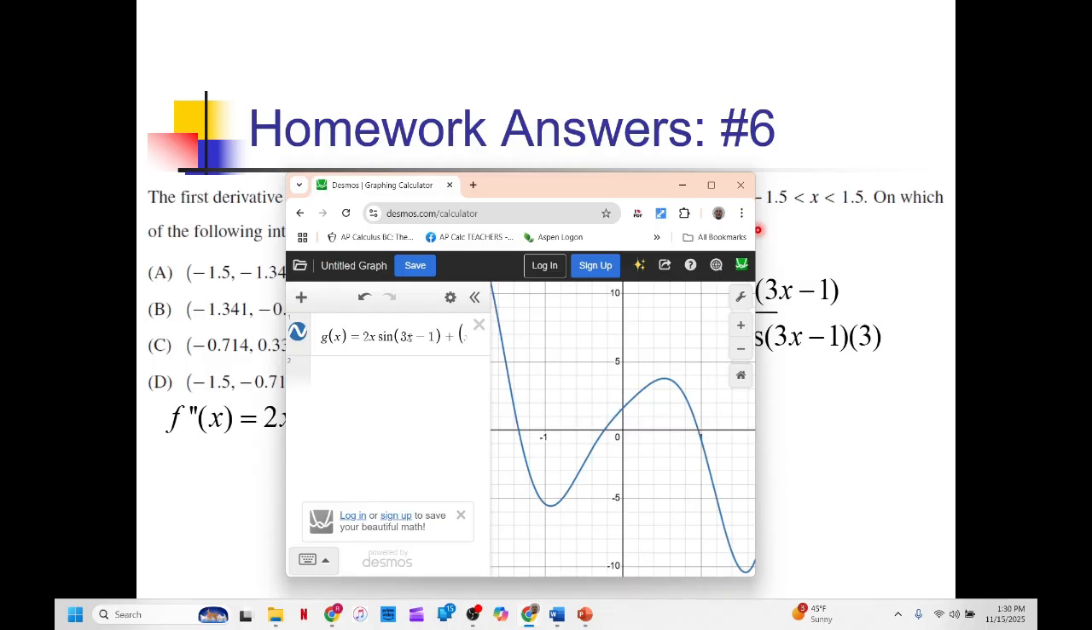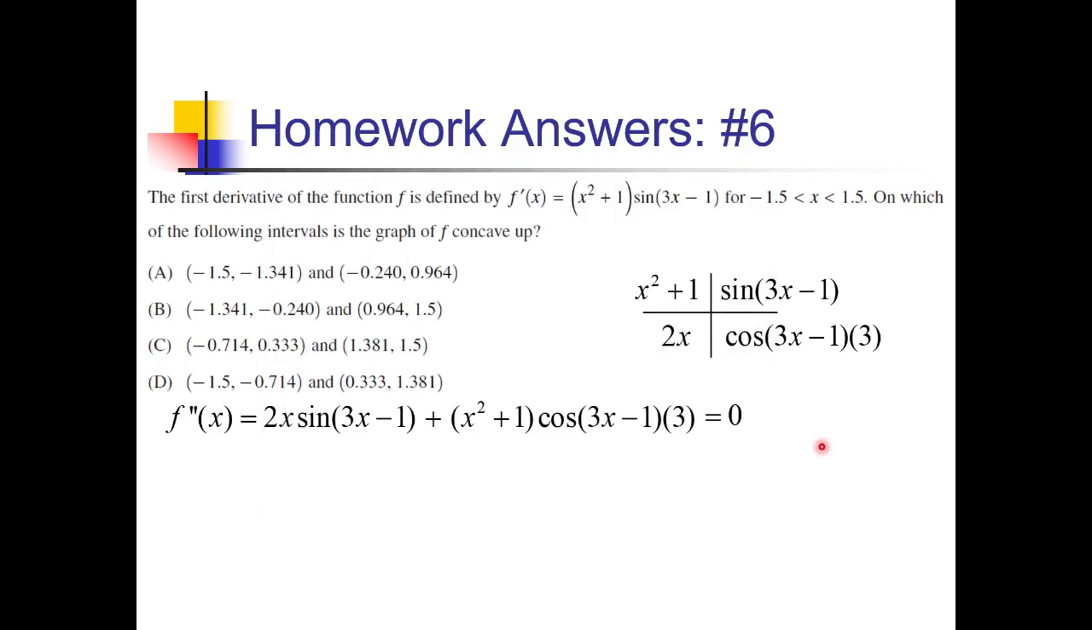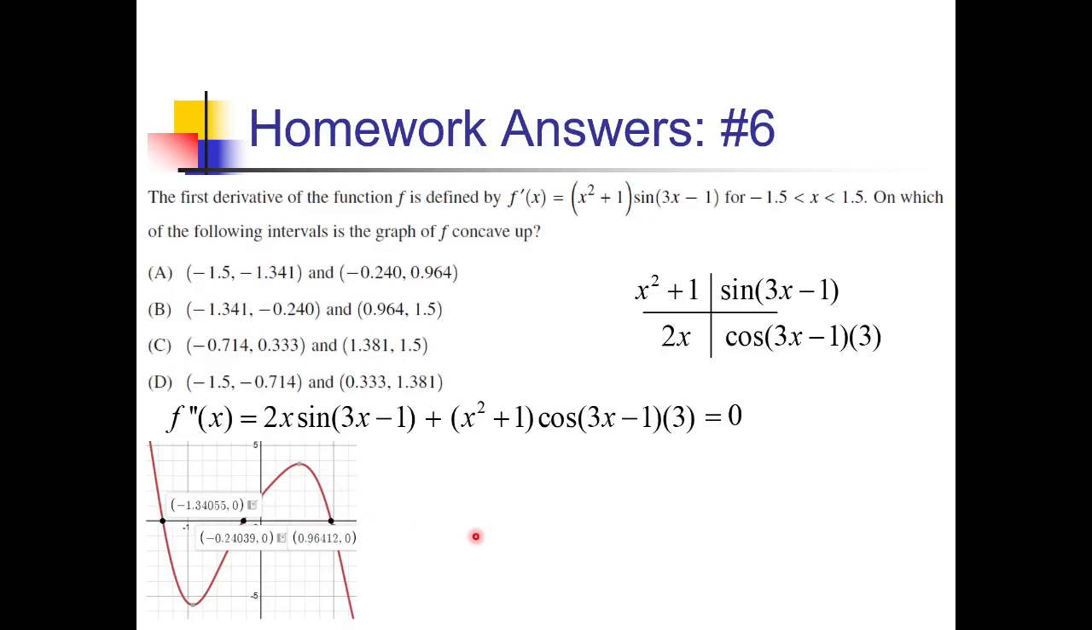And just kind of clicking my function and seeing where we're crossing the x-axis, we're crossing at negative 1.341. And also, we've got negative 0.240. And finally, this last one, positive 0.964. And just double checking, all of these intercepts are between negative 1.5 and positive 1.5. All right, so there's the picture that I just had, and those are my x-intercepts. Again, negative 1.341, negative 0.240, 0.964.